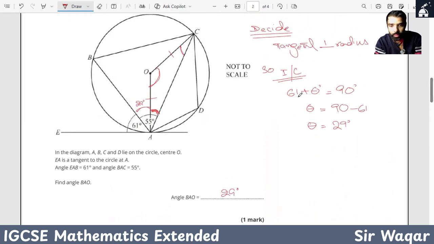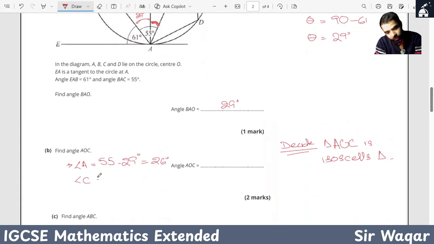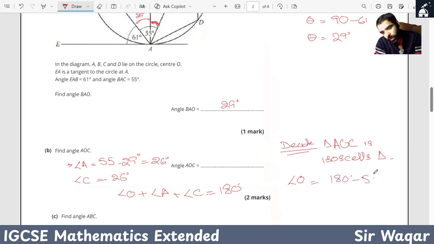Similarly, the angle at C would also be 26 degrees, because these are the base angles of triangle AOC. Hence, we can find the angle at O. The angles at A, C, and O in the triangle sum up to 180 degrees, so we subtract the sum of the base angles from 180. 26 plus 26 is 52, so 180 minus 52 is 128 degrees. So angle O is the required angle AOC, which is 128 degrees.